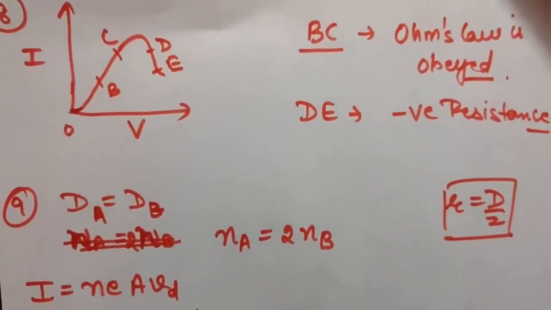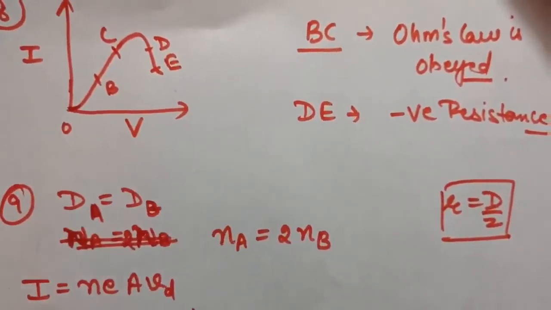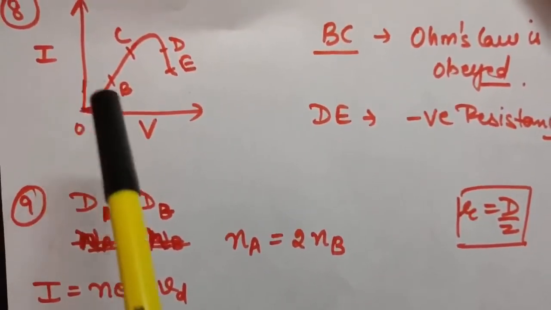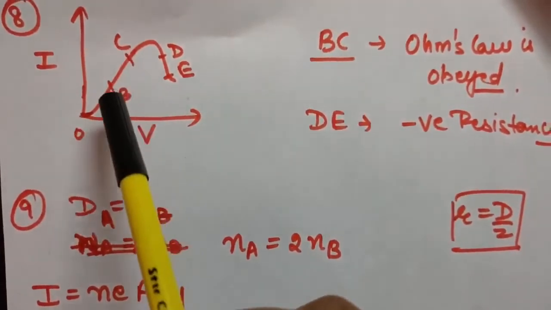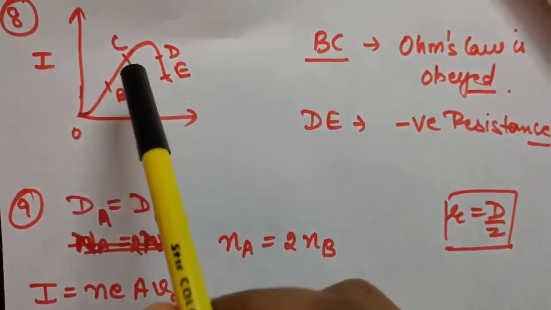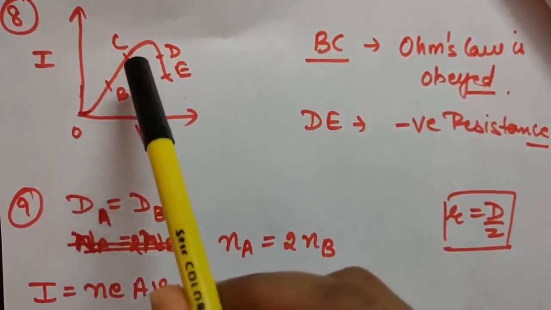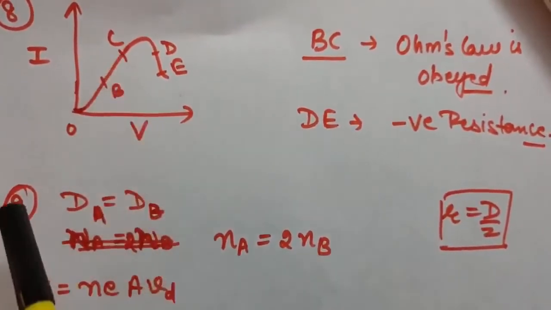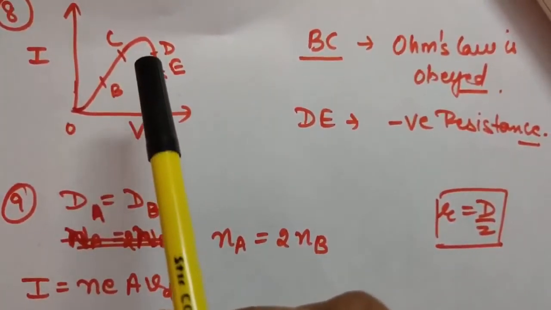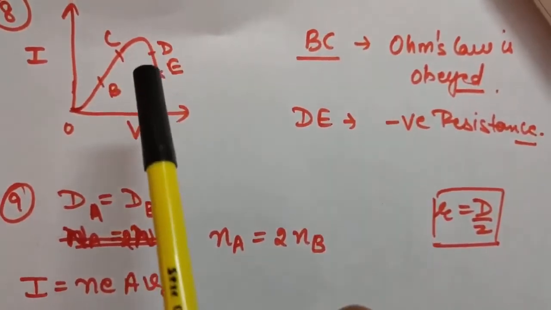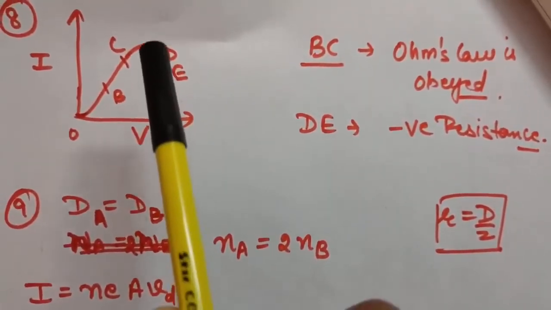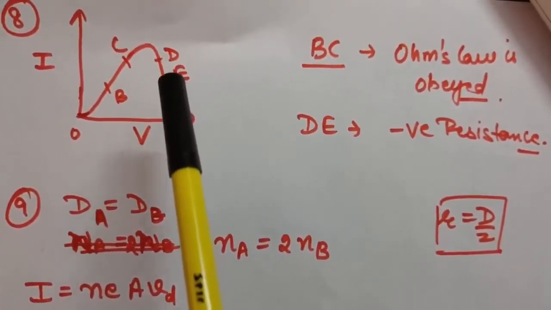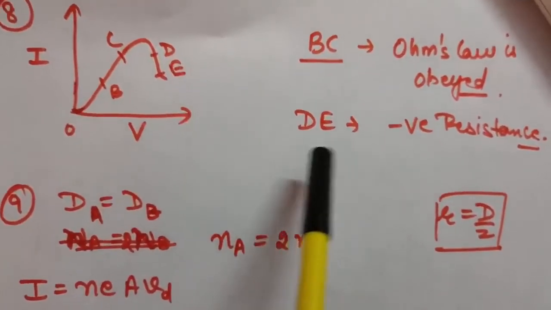Next is question number 8, in which a graph is given to you and you have to identify the region of negative resistance and the region where Ohm's law is followed. Now clearly see, in the region BC, V and I are directly proportional to each other. That is, as V is increasing, current is also increasing, and this is nothing but Ohm's law. So in the BC region, Ohm's law is followed. Okay. Now for negative resistance, see DE. As voltage is increasing, current is decreasing. That is, it is becoming negative. So that means resistance is negative. So for the DE region, resistance will be negative.